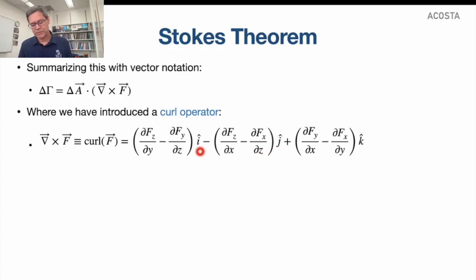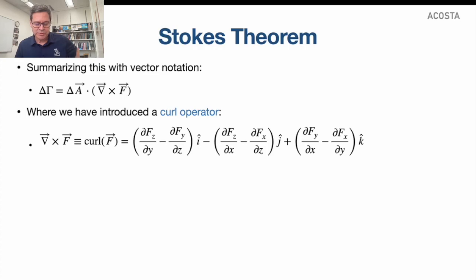The x direction is the i hat direction, the y direction is the j hat, and the z direction is the k hat direction. And these were the combinations. We just worked out the z component at the very beginning, so that was this combination of differences of dfy dx minus dfx dy, but I also have them here for the other components.